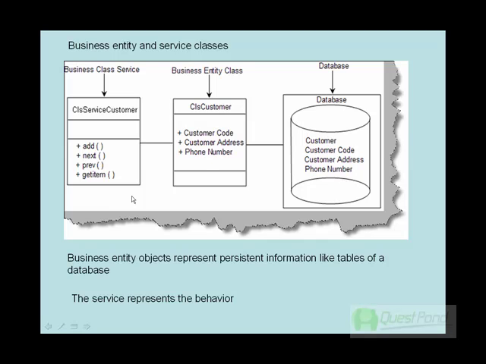Business entity classes, or business entity objects, represent persistent information, like tables of a database. For example, I have a customer table. The customer table can have a customer code, a customer address, a customer phone number, and this table will have a class called CLS customer, which will represent exactly the same information that is in the database. It represents a table, or a logical unit of entity information from the database.